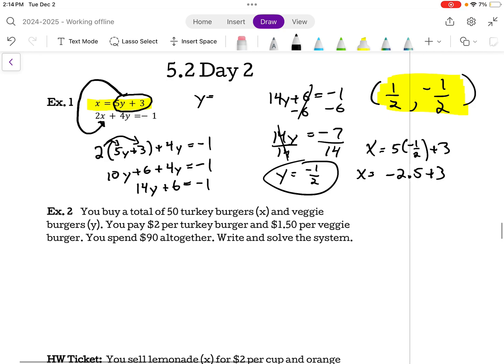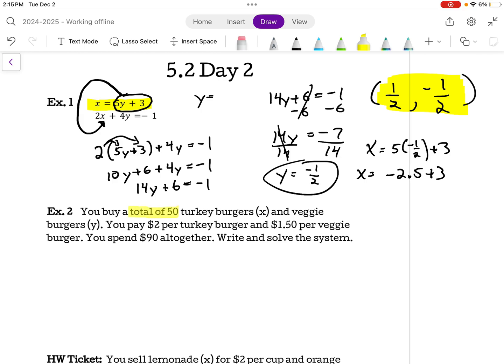All right, let's take a look at this word problem. You're going to have to take word problems and then write equations, write systems for them. Just remember that when we do these systems, we have 2 equations. So you're looking at some information that would produce 2 equations here. It looks like you have turkey burgers x and veggie burgers y. It says you pay $2 per turkey burger and $1.50 per veggie burger, and you spend $90 altogether.